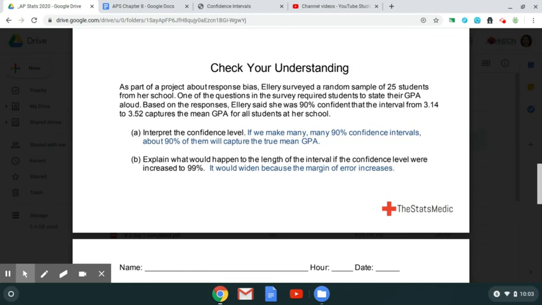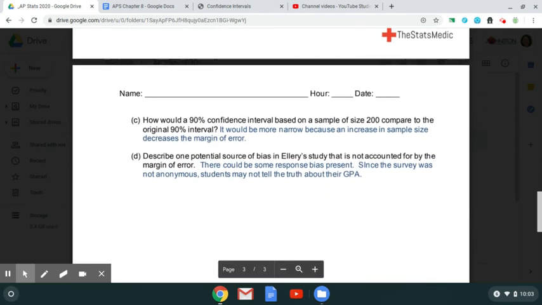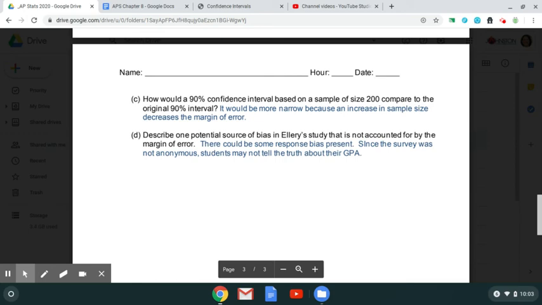Okay, so to interpret the confidence level, if we make many 90% confidence intervals, about 90% of them will capture the true mean GPA. So if we were to increase it to 99%, it would widen the interval because the margin of error is going to increase. How would a 90% confidence interval based on a sample size of 200 compare to the original 90% interval? It would be more narrow because an increase in sample size will decrease the margin of error.